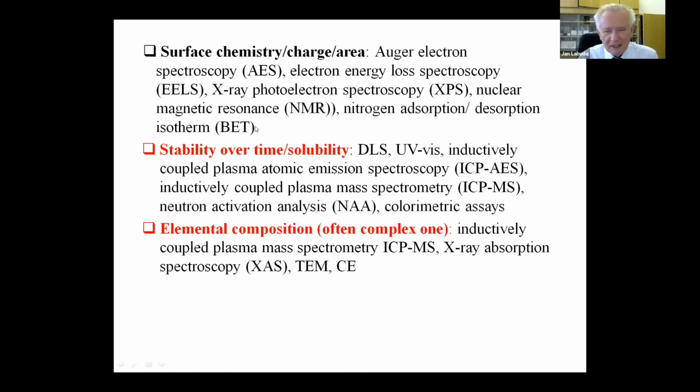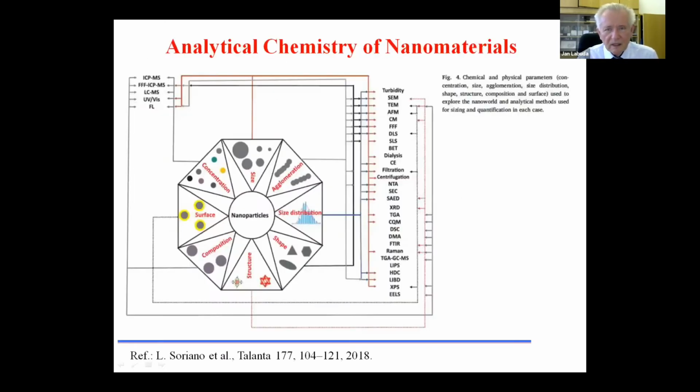I'm a chemist, so I'm speaking about analytical chemistry. What we are able to do is to characterize, determine solubility and stability of nanomaterials in various media over time, and of course, elemental composition, changes in elemental composition. These methods can be separated according to parameters of the characterization, and I like this picture where we can see on the left hand side methods connected with concentration, surface, and composition properties, and on the right hand side there are methods characterizing more or less physical parameters of nanomaterials.